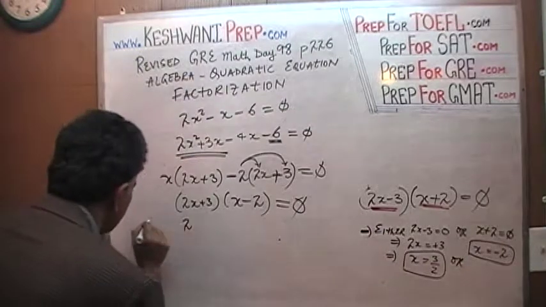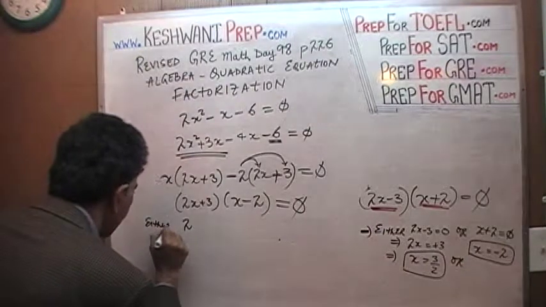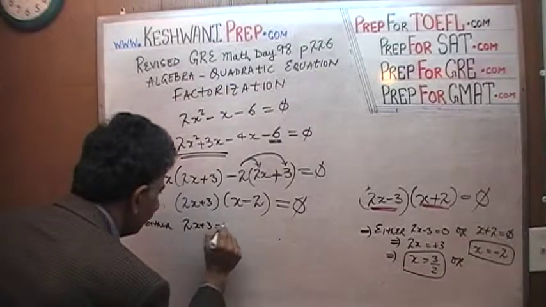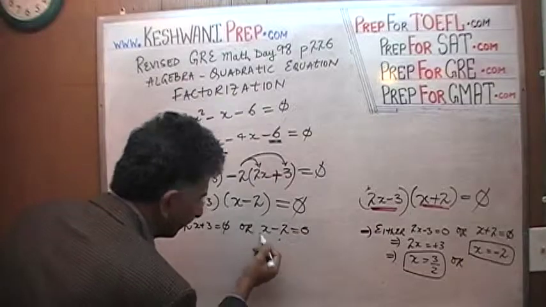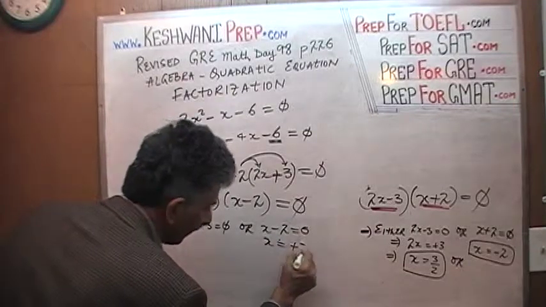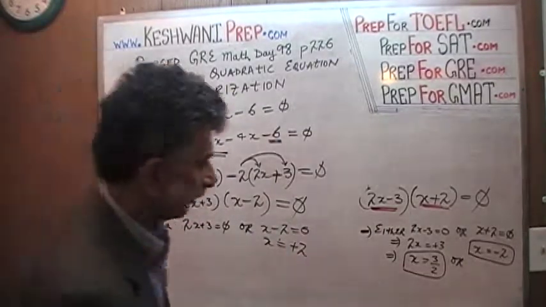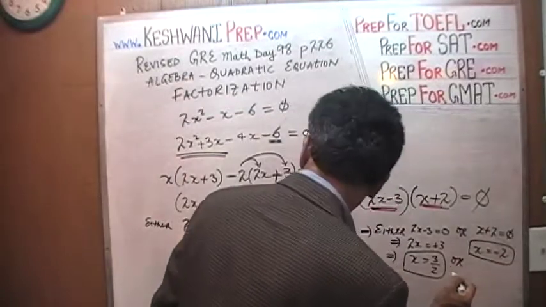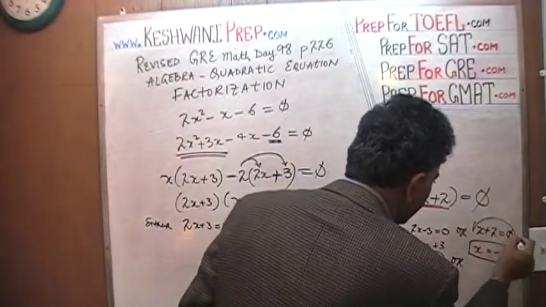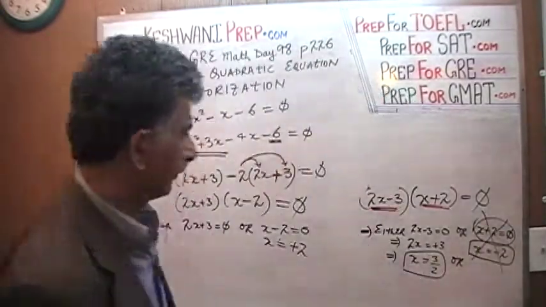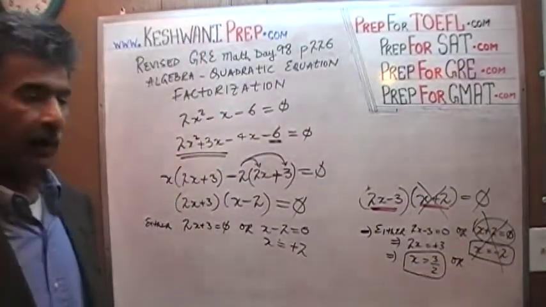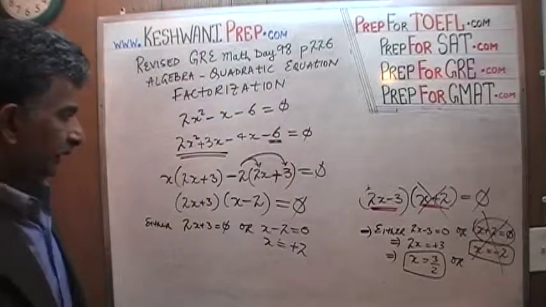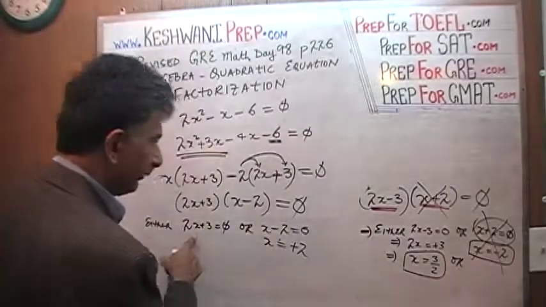So either 2x plus 3 is equal to 0 or x minus 2 is equal to 0. If x minus 2 is equal to 0, then x is equal to positive 2, not negative 2. This is wrong. This part was wrong. I don't know where it came from. I made a mistake previously. This part seems to be okay.